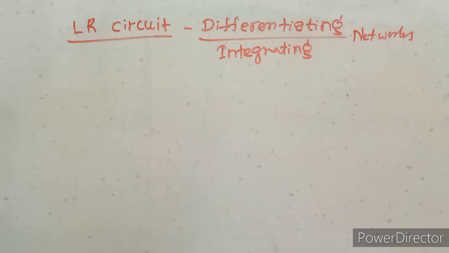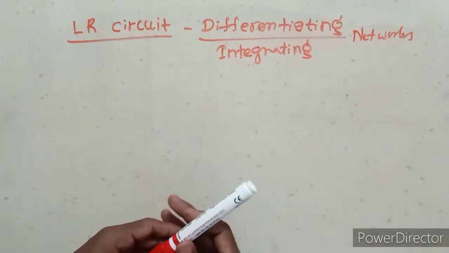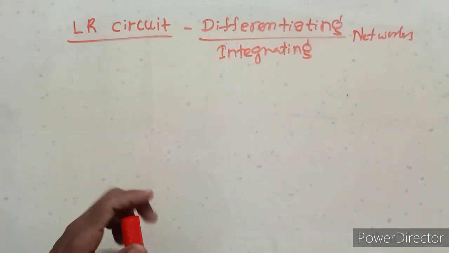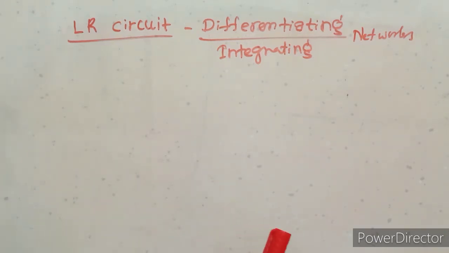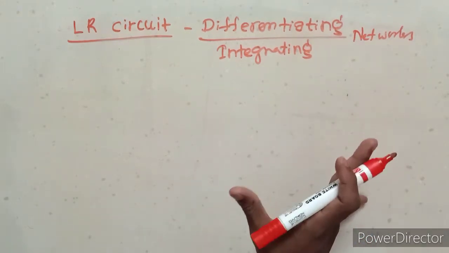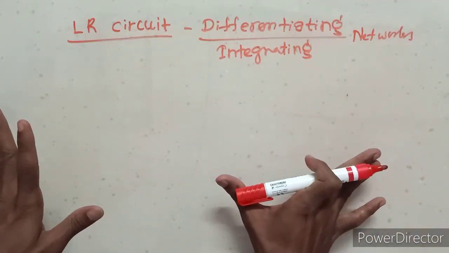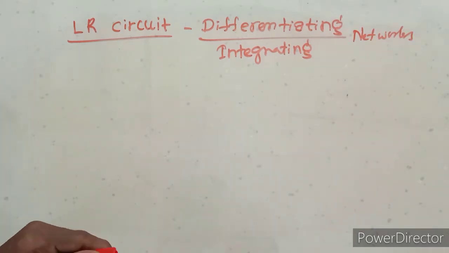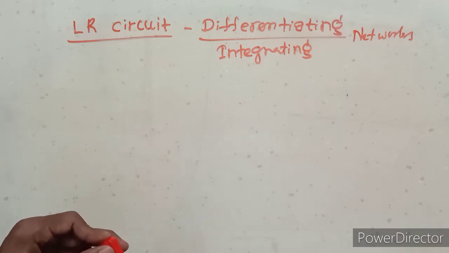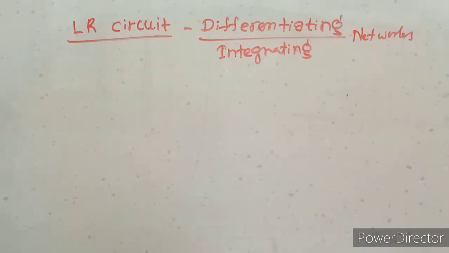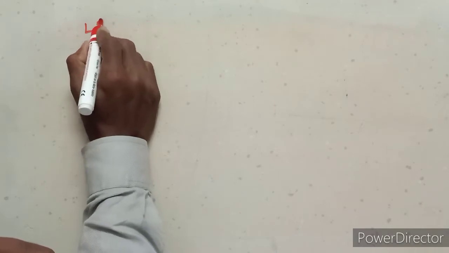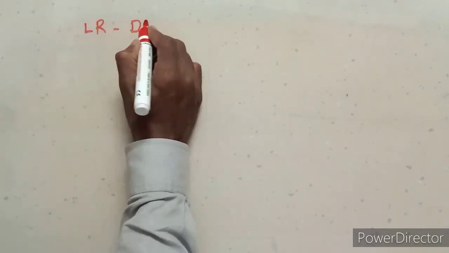LR circuit can be used for differentiating network and also integrating networks. How can the LR circuit behave as a differentiating circuit and as an integrating circuit? First of all we discuss the differentiating network, the LR circuit differentiating network.